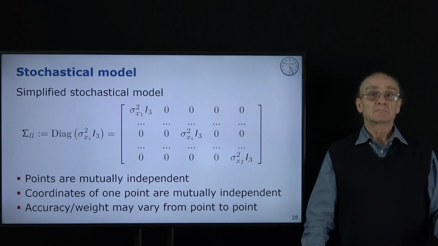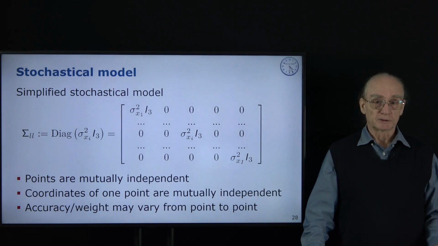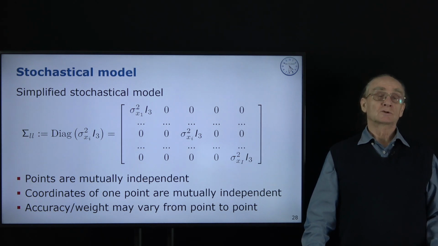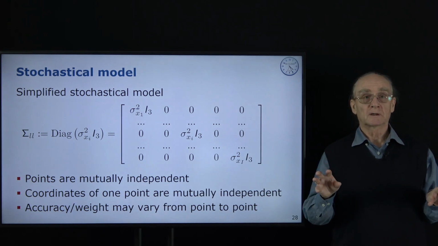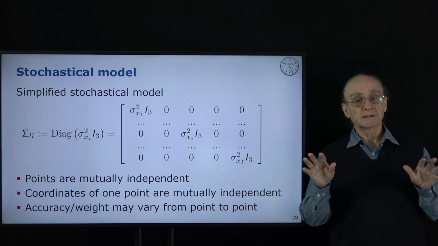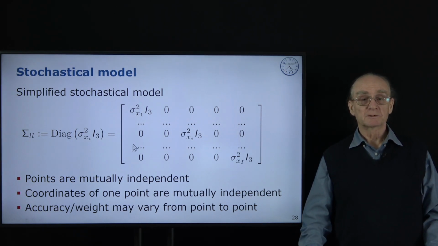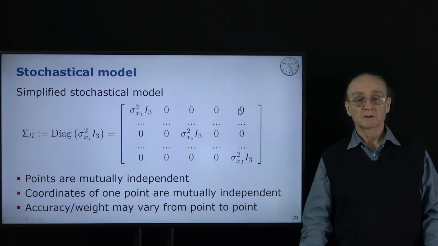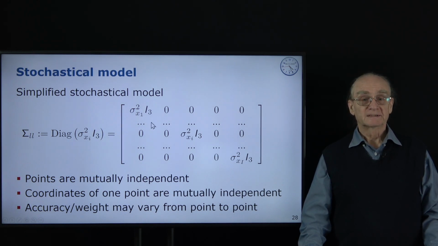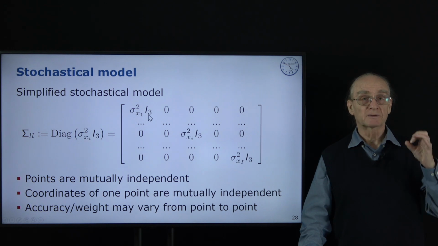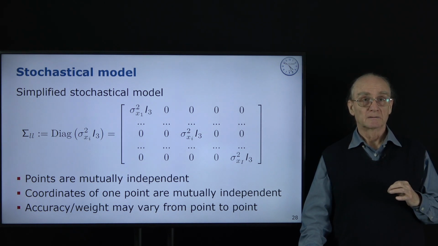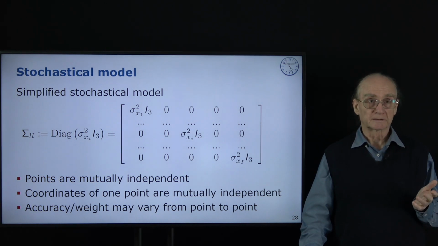So let's make a drastic simplification. Let's assume all the points are mutually statistically independent. That means we have zeros on these off diagonal elements. Second, we assume that all the coordinates at one point have the same accuracy. X, Y, Z have the same accuracy and are uncorrelated.